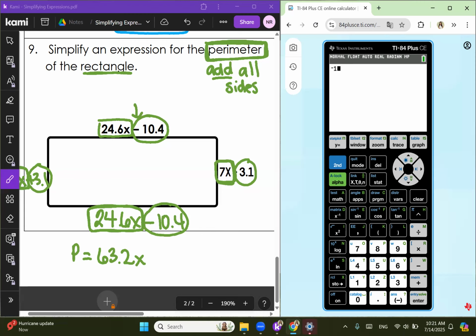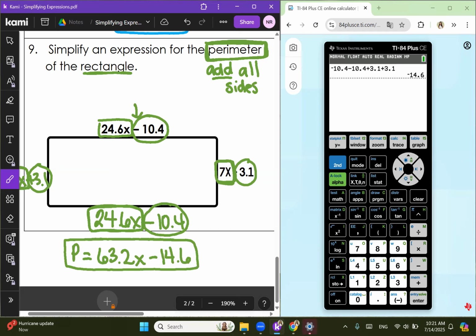So negative 10.4. The next one is in between, in the middle of the 10.4s, so minus 10.4. Once again, yes, you can put plus negative, okay? Plus 3.1, plus 3.1. And we get negative 14.6 or minus 14.6. And that is our perimeter. Ugly answer, it is what it is, okay?